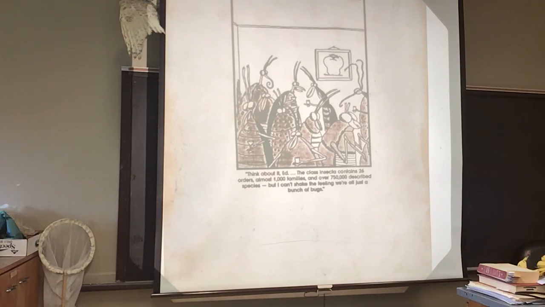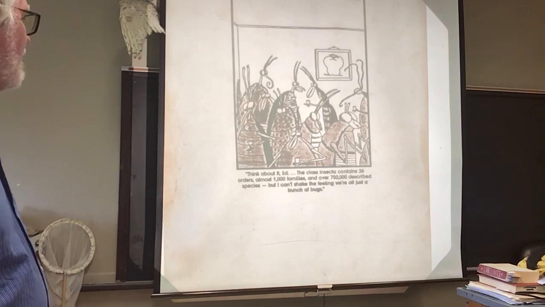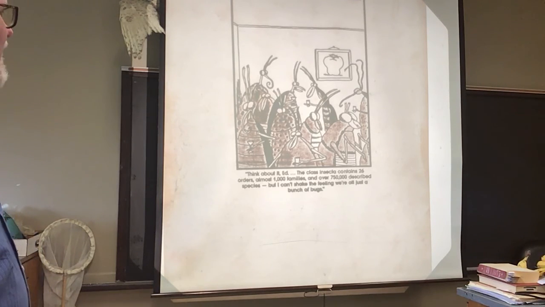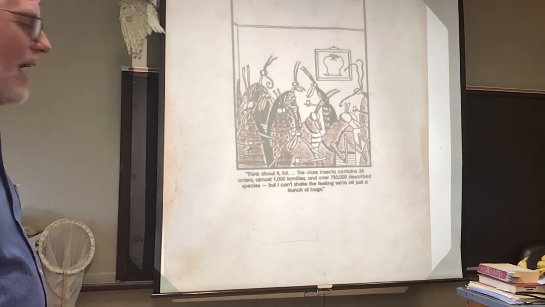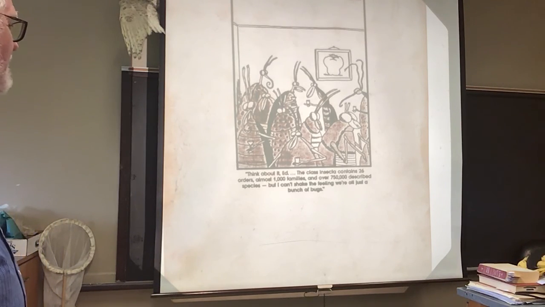We're going into the last part of Chapter 3 on classification or taxonomy. Cartoon on the Far Side. It's a bunch of bugs at a bug cocktail party. And the caption, if you can't read it, says, "Think about it, Ed. The class Insecta contains 26 orders, almost 1,000 families, and over 750,000 described species. But I can't shake the feeling we're all just a bunch of bugs."